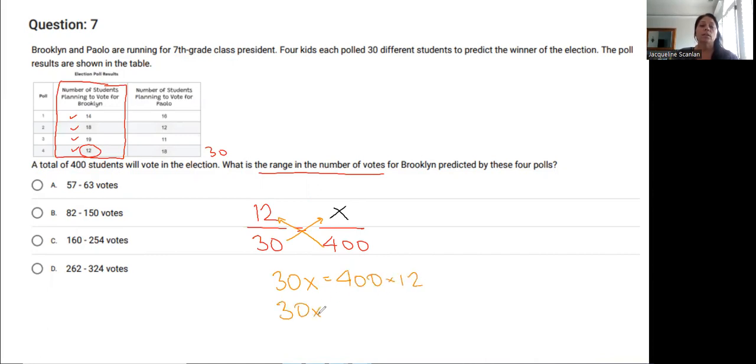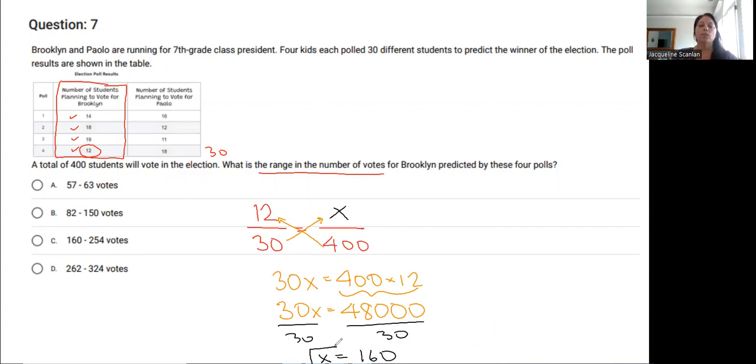And then I would multiply 400 times 12, which is going to give me 48,000. And then I would try to solve this equation by dividing both sides by 30. And I would get x equals 160. Okay, so I would take 48,000 and divide it by 30, and I would get 160.